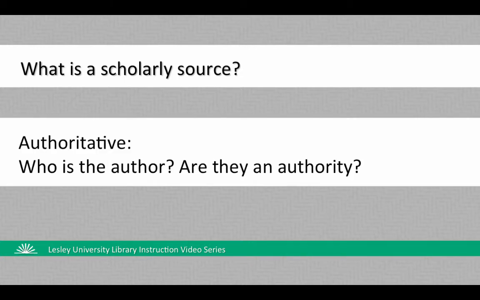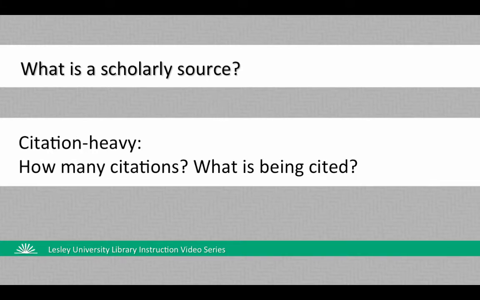Authoritative. This means that the writer of the article, book, or website you want to use in your project is an authority in the field. They should have credentials, like a PhD, and may even be affiliated with the university. Citation heavy. A scholarly source will have a lot of citations and may include a bibliography as well as a list of works cited. When looking at the citations, make sure your source is citing other scholarly sources.